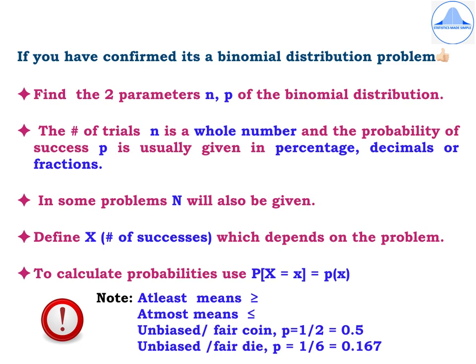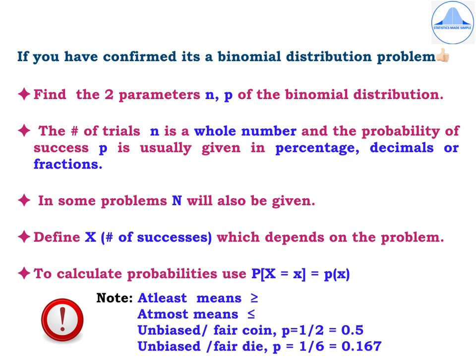And whenever we calculate probabilities, we use the formula P of capital X equal to small x is equal to P of x. This is a very important formula which you have to remember for all the theoretical distribution problems. Now, some more important terms or phrases which you have to remember are, whenever you come across the word at least, it means greater than or equal to. The word at most means less than or equal to.